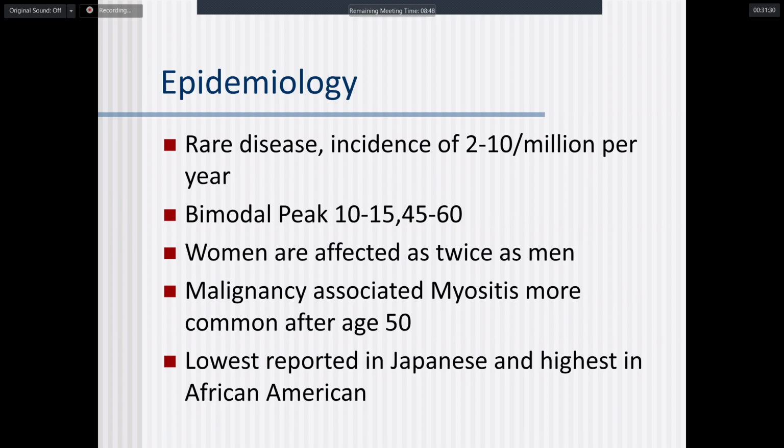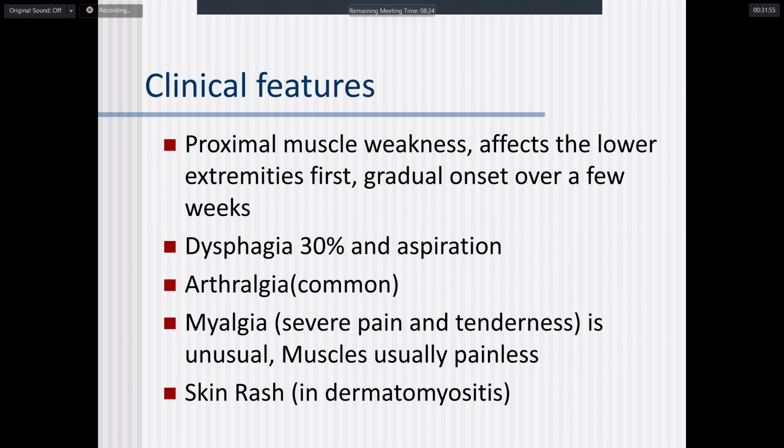Epidemiology: it is a rare disease. It has a bimodal peak, from 10 to 15 and from 45 to 60. Women are affected 2 times as often as men. The malignancy associated with myositis is more common after the age of 50. Lowest reported in Japanese and highest in African American.